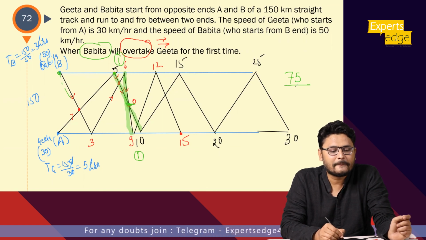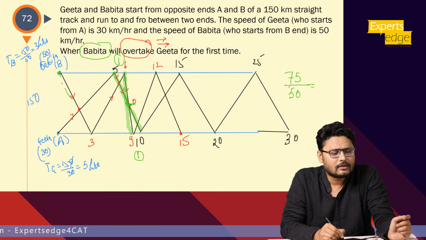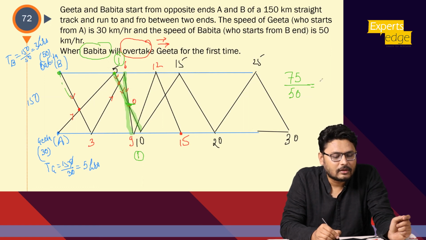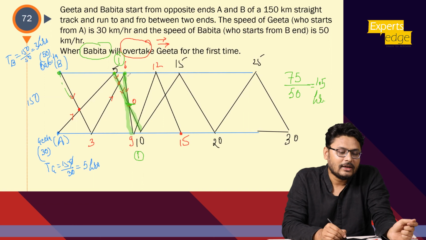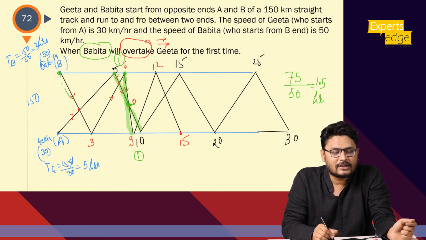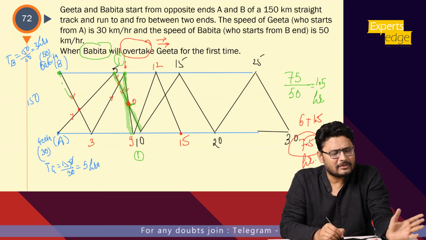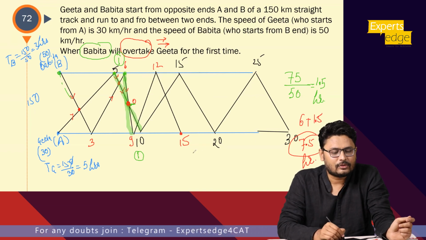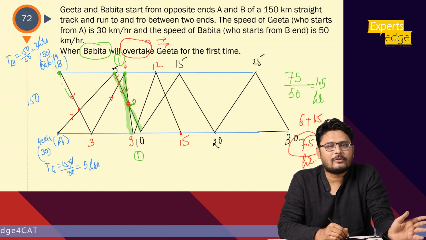So what will Babita's time be? 75 by the speed of Babita. What is the speed of Babita? It is nothing but 50. If you calculate, 75 by 50 is 1.5, right? 1.5 hours. So if I talk about Babita, she is here at 6 hours, and then 1.5 hours more. So 6 hours plus 1.5 hours more means Babita will overtake Geeta for the first time after 7.5 hours. Okay, so I hope this is clear. I tried to take as many varieties as possible. Please practice it. If you have any doubt in this, you can always approach us. Thank you.